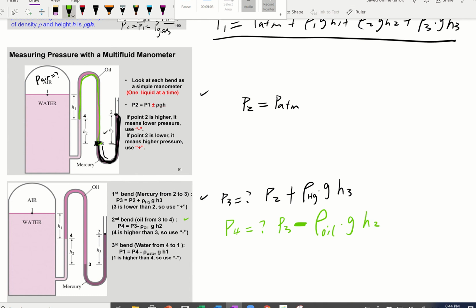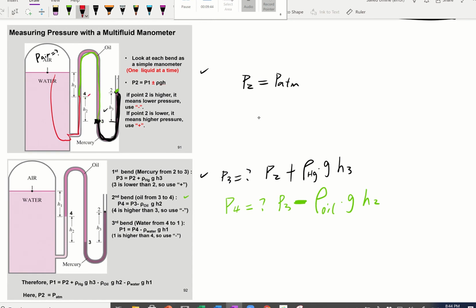Right? So so far, you started at 2, which is atmosphere pressure. Then you figured out the pressure at 3. It's going to be higher pressure than 2 since it's deeper. And then from this point, you figure out point 4. Since 4 is located higher, it's going to be lower pressure compared to 3. So the last thing is the very last fluid layer, which is our water layer.